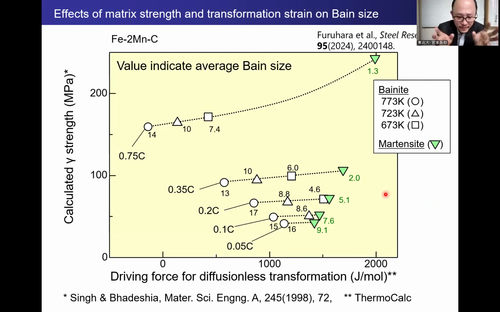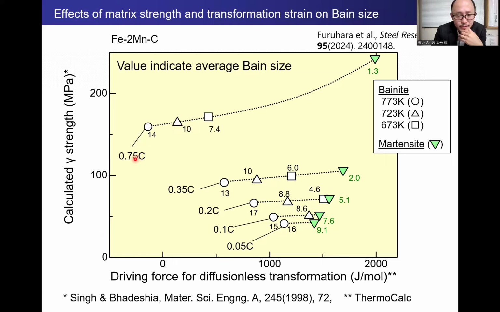So in order to clarify the relation between austenite strength, driving force and grain size, we calculate those three factors. The austenite strength is calculated according to this paper, and driving force is calculated by Thermo-Calc, and those values represent the average variant size measured experimentally. Different symbols represent the different transformation temperatures.